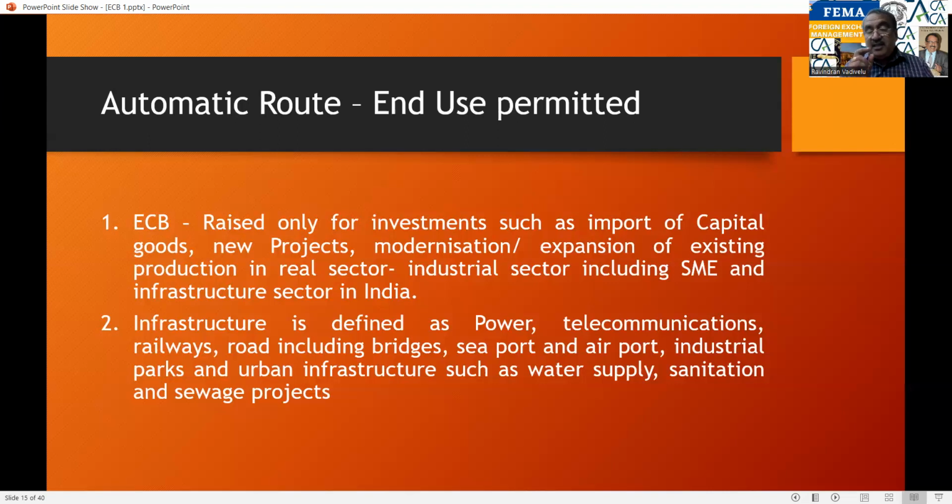Normally it is the role of the government to provide infrastructure to the public. But other than the government, by way of ECB, these services can be provided. So this is the first end use.